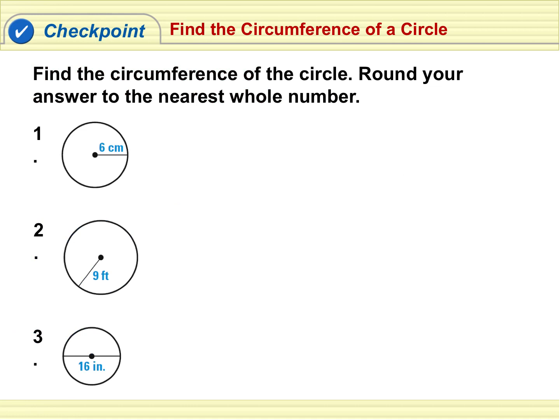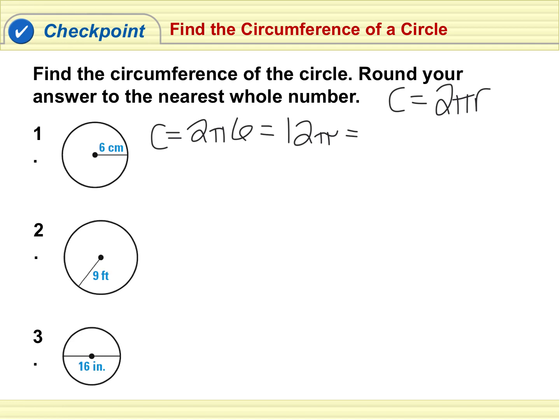Circumference again, what is the formula for circumference? I know, you all just used it. 2 pi r. Okay, plug in what you know. On number 1, 2 pi, what's the radius? 6. What do we need to do first? 2 times 6? 12 pi. What'd you get when you multiplied 12 times pi? 37.6. And then with circumference, what do we label? Centimeters. Yep.